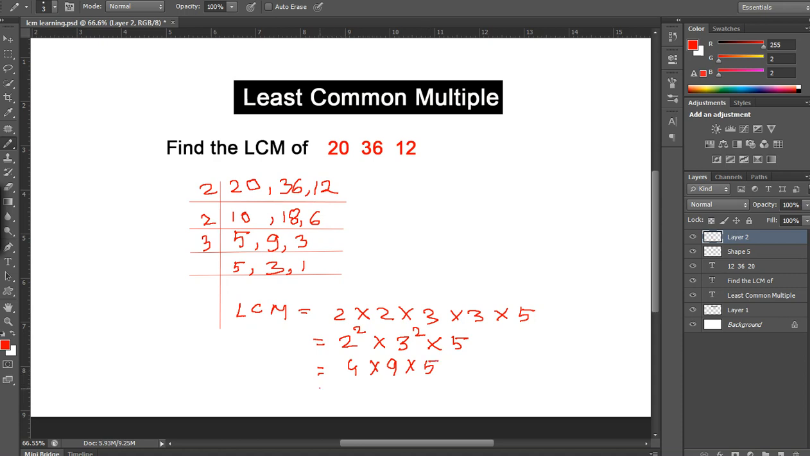So 4 9s are 36 into 5. So 6 5s are 30 and 3 5s are 15, 16, 17, 18. So the LCM of these numbers is 180.